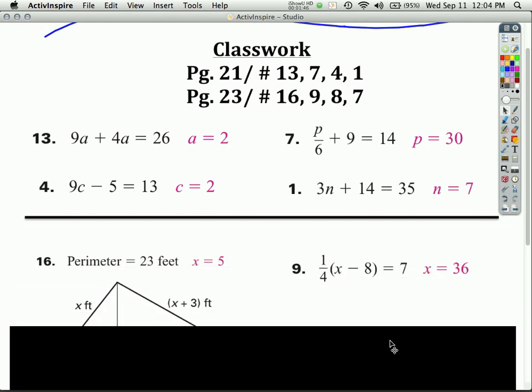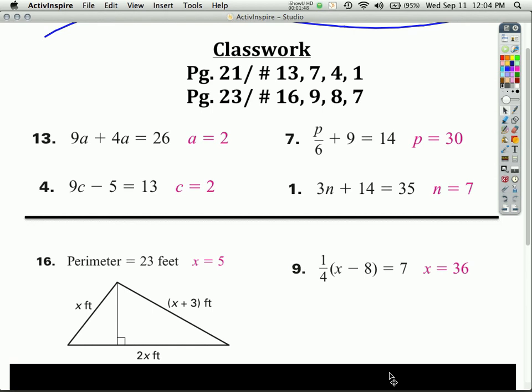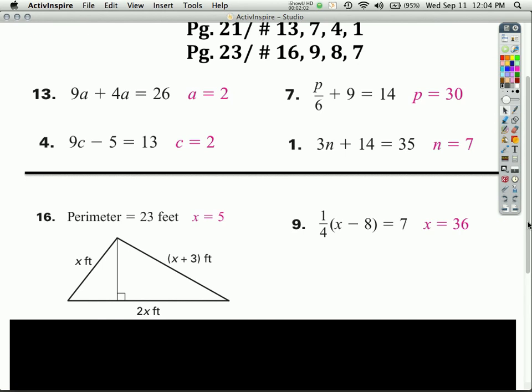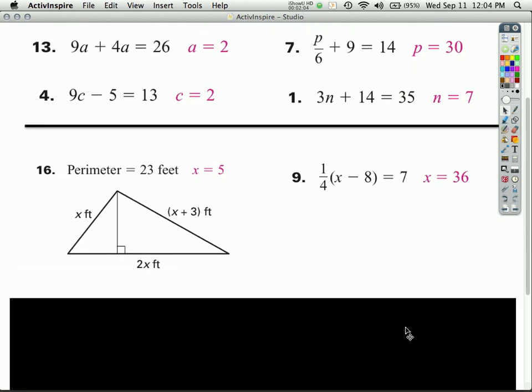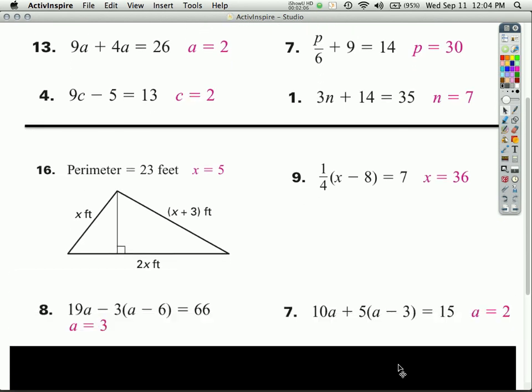Number 16, you had to understand what the situation was. So the perimeter, x comes out to 5. You were given a perimeter of that shape. Number 9, x is 36. Number 8, a is 3. And number 7, a is 2.